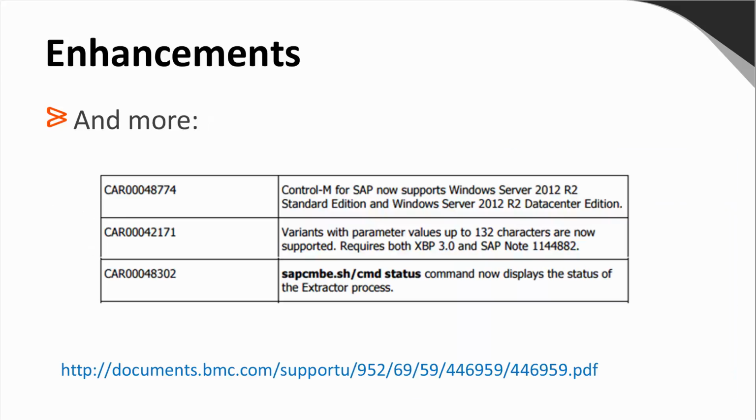And we got more. For example, now we support Windows 2012 servers and increased the length of the variant names up to 152 characters, which was demanded by our customers. Now, in the output of the command sapcmve.sh status, we are able to know if the extractor process is running. All the items discussed till now and more can be found in the release notes of the product available on our support website. Now, let's move to the demo.